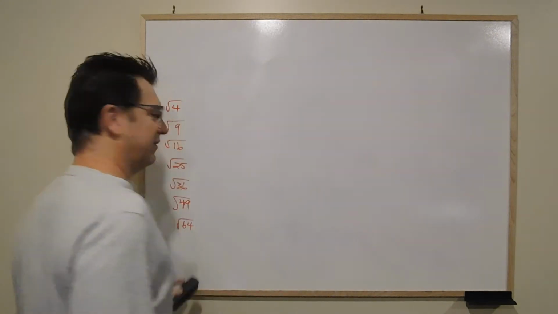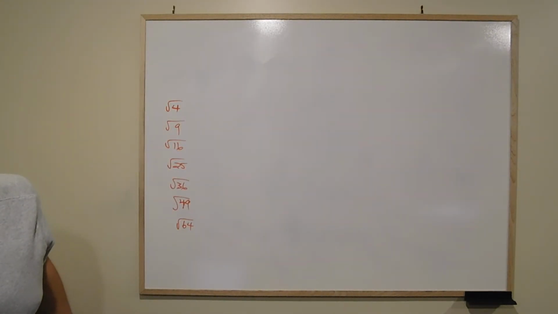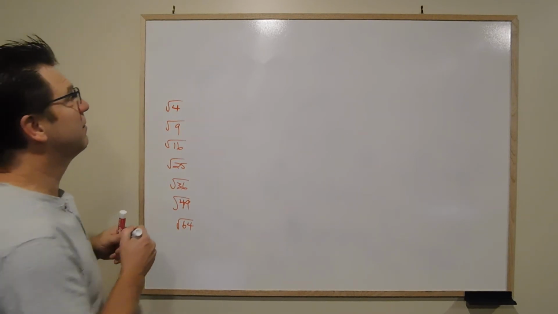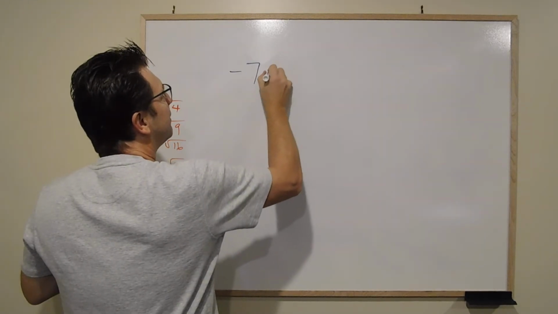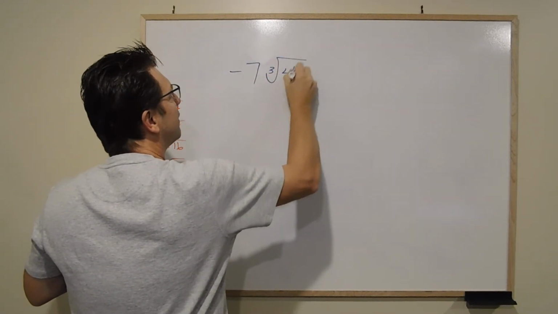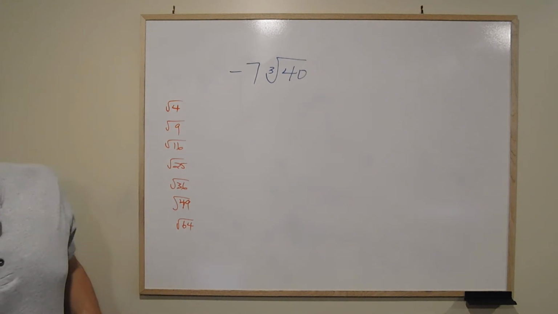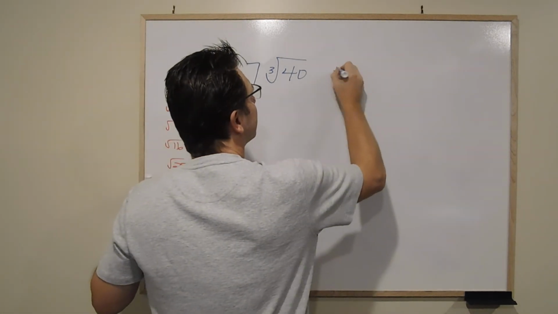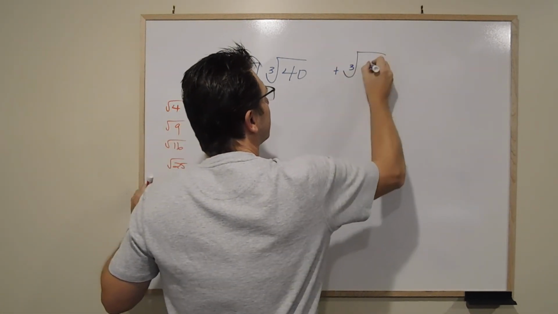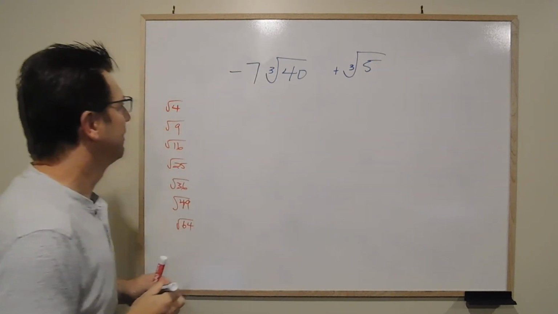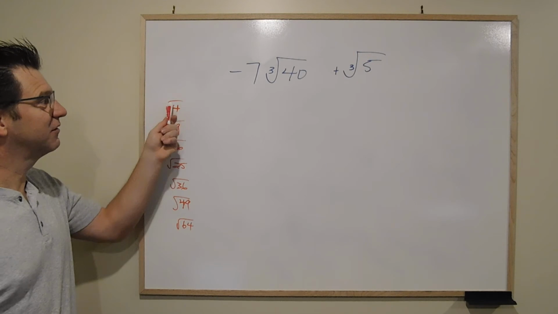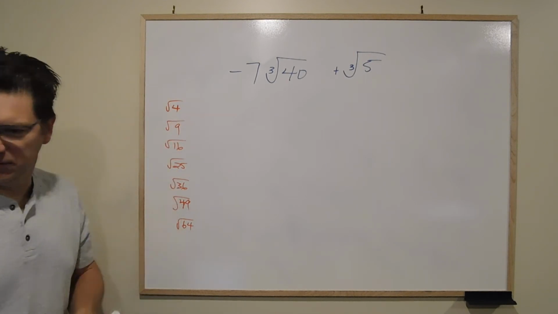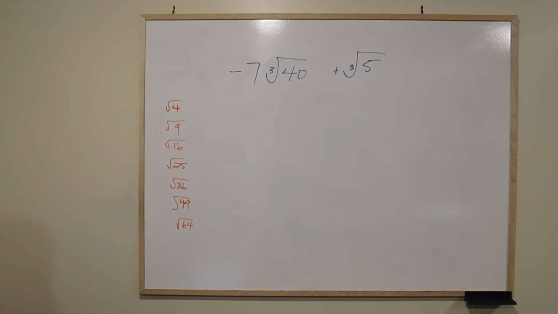All right, I'm going to leave these up there. Let's find B here. Negative 7 cube root of 40 plus the cube root of 5. Now, these are of no value at all because I'm not dealing in square roots anymore. I'm dealing in cube roots. So we're going to have to rub these things out.